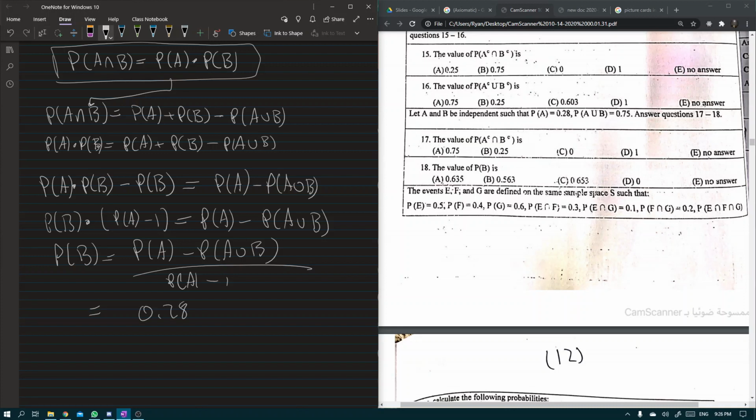Wait. Why did you do P(A) minus 1? Wait, it can't be minus 1. Or maybe this is... Okay, let me just try doing it. But why did you do P(A) minus 1? Let me just do it, make sure that it's correct. Okay, and then I'll explain.